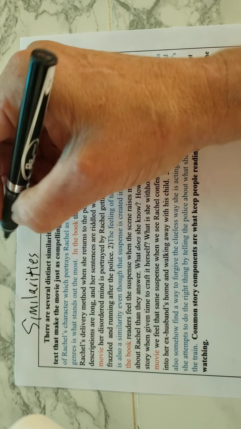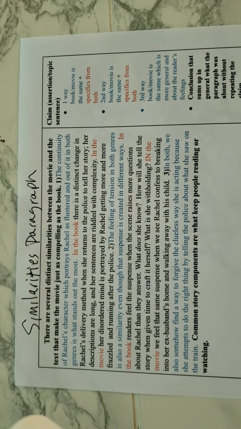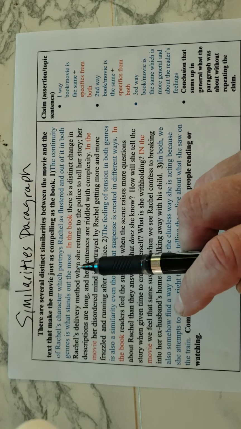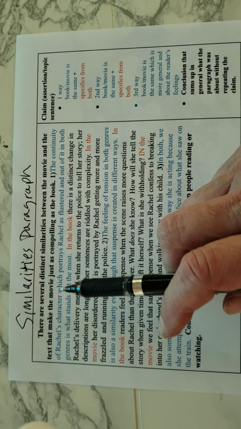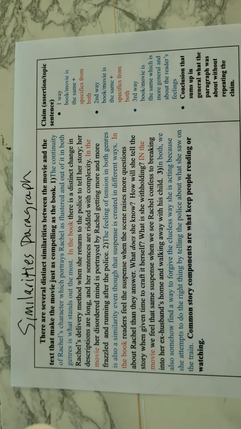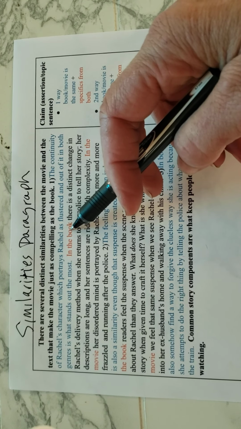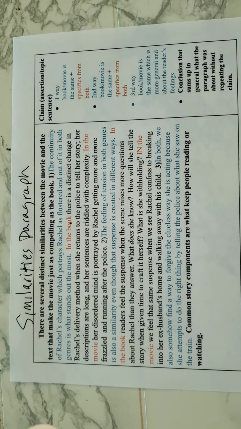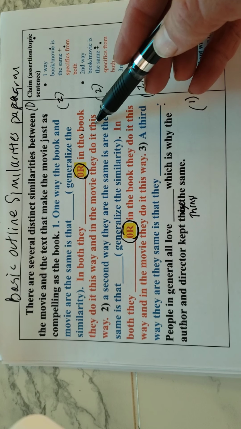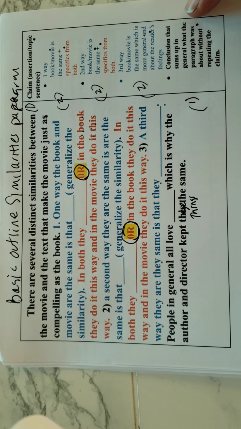Similarities paragraph. All right? Notice in mine, I said the character is the same because Rachel is flustered and out of it. And then I say in the book, they show it this way. In the movie, they show it this way. So I chose to do this for each one of them. I talked about the book first and how they did it, and then the movie and how they did it.